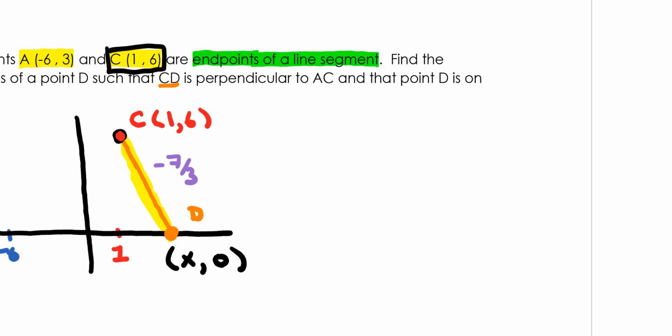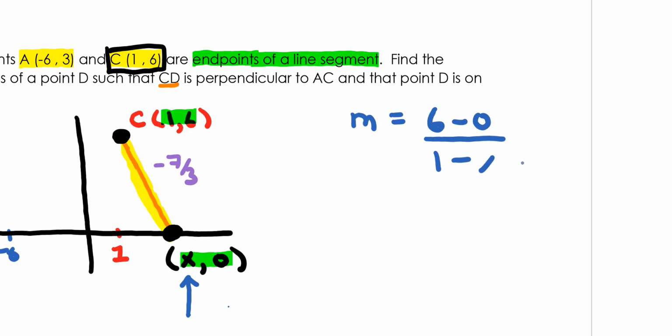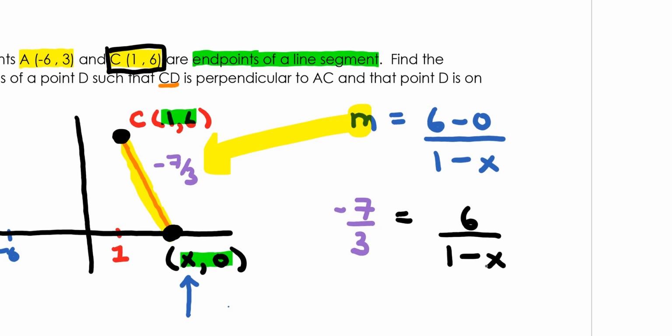All right, so basically my 2 points are C and D. I know the slope of that line is -7 over 3, and now I need to find this value right here. This question is very similar to the previous 2 questions, because now you need to set up the slope formula for 1, 6 and x, 0. So the slope is going to equal 6 minus 0 divided by 1 minus x. And we know that the slope is equal to -7 over 3. So -7 over 3 equals, well, 6 minus 0 is 6. And 1 minus x, I can leave as just 1 minus x.